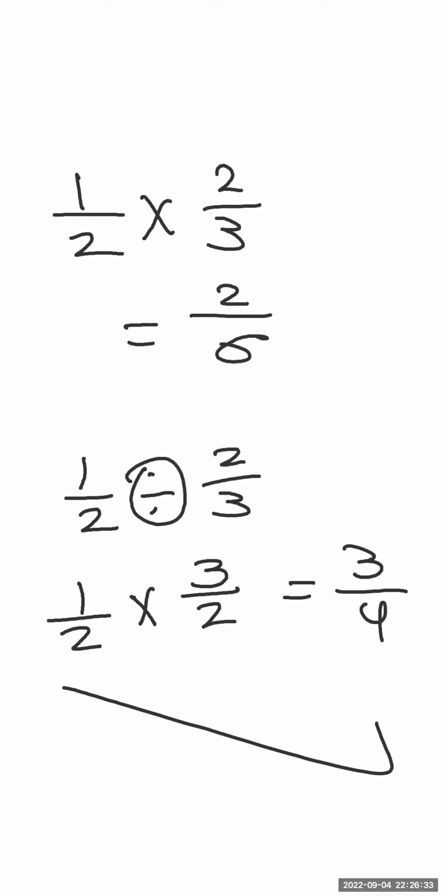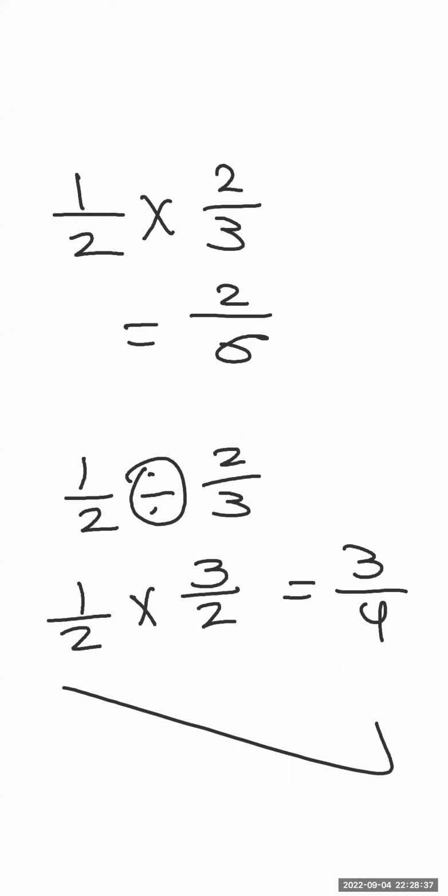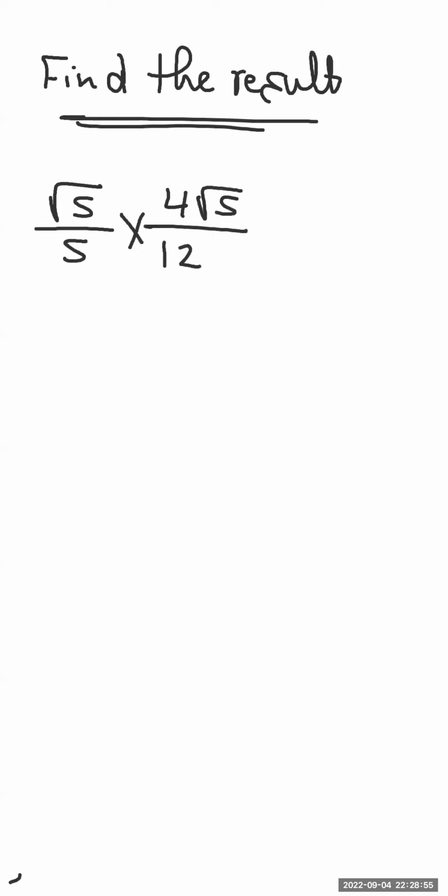So let's solve some questions related to multiplication and division. The first question. Find the result: square root of 5 over 5 times 4 square root of 5 over 12 square root of 2, divided by 1 over 3 square root of 2.